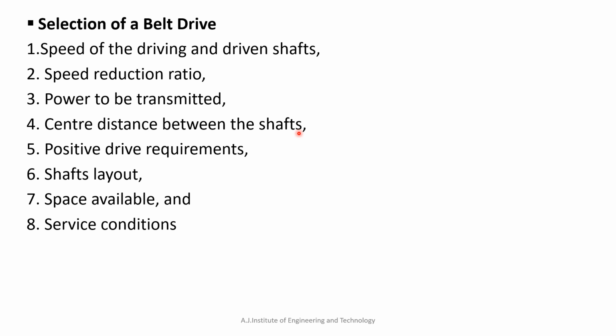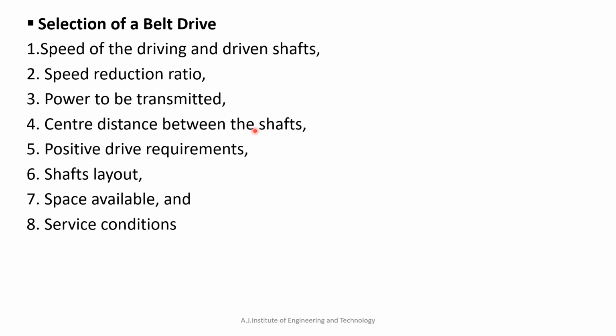If the center distance is medium, around 8 meters, then you can use flat belt drives. And if the center distance between the two shafts is very long, more than 8 meters, then you should use the rope type of belt drive. These are the three different varieties of belt drives. First one is the rope belt drive, second is the flat belt drive, and third is the V belt drive.